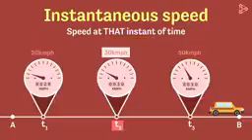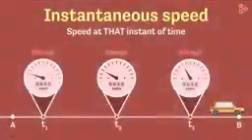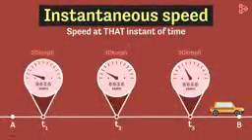And that is why we see that the pointer is never really constant in the speedometer. It keeps fluctuating. You are going to learn more about instantaneous speed in our higher grades.